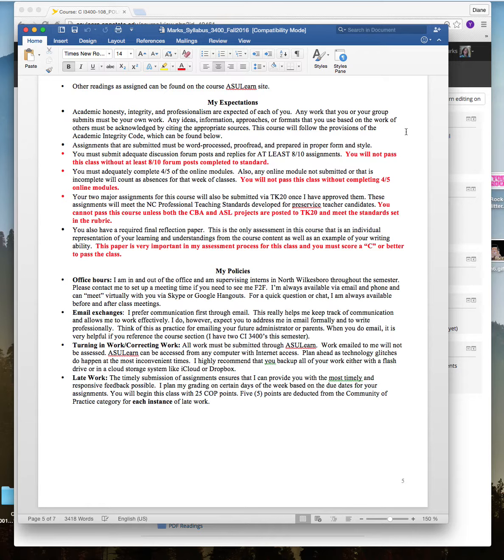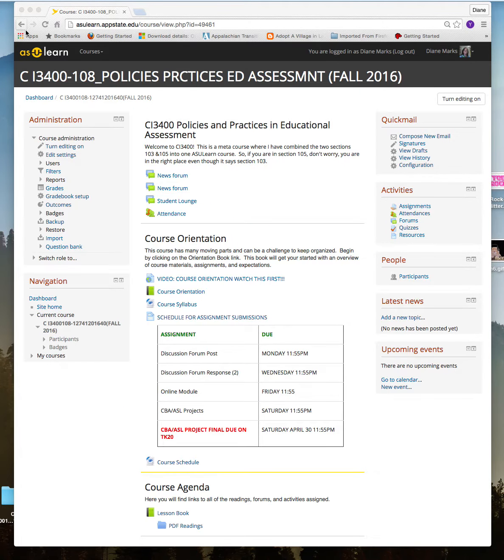So make sure that you complete your forum posts, your online modules. Make sure that you complete your 2 projects and that you upload them to TK20, and your final reflection paper with a C or better, or you will not pass this class. Okay? I leave the gradebook open for you to look at any time. So make sure that you keep up with your grades.